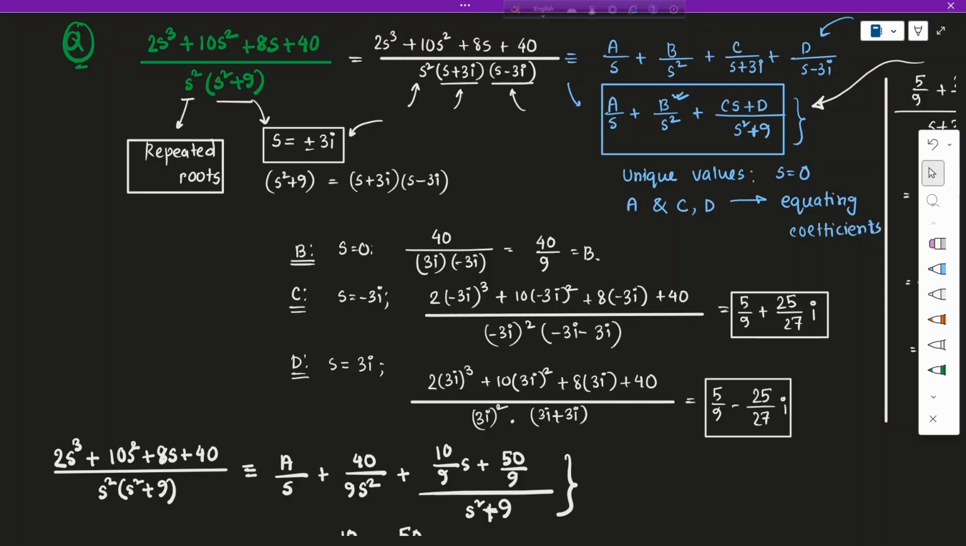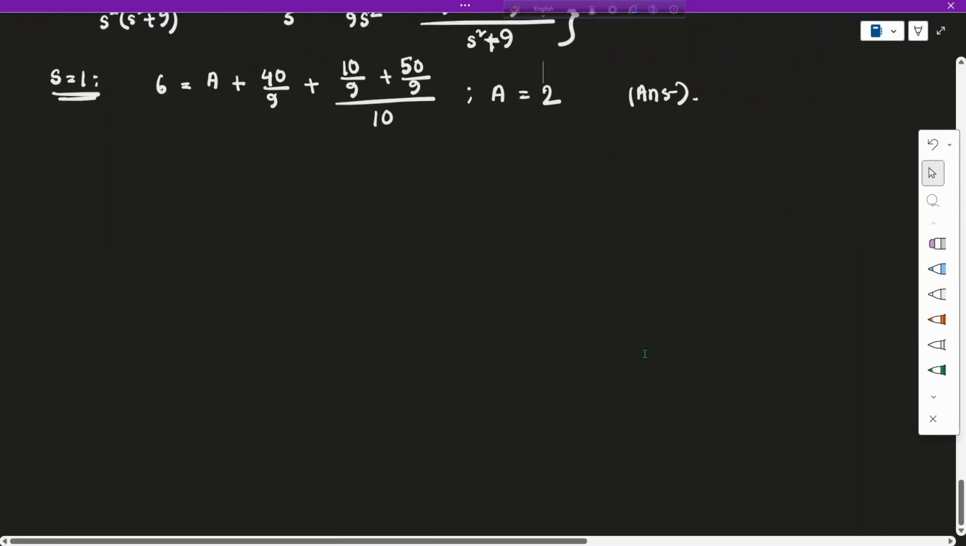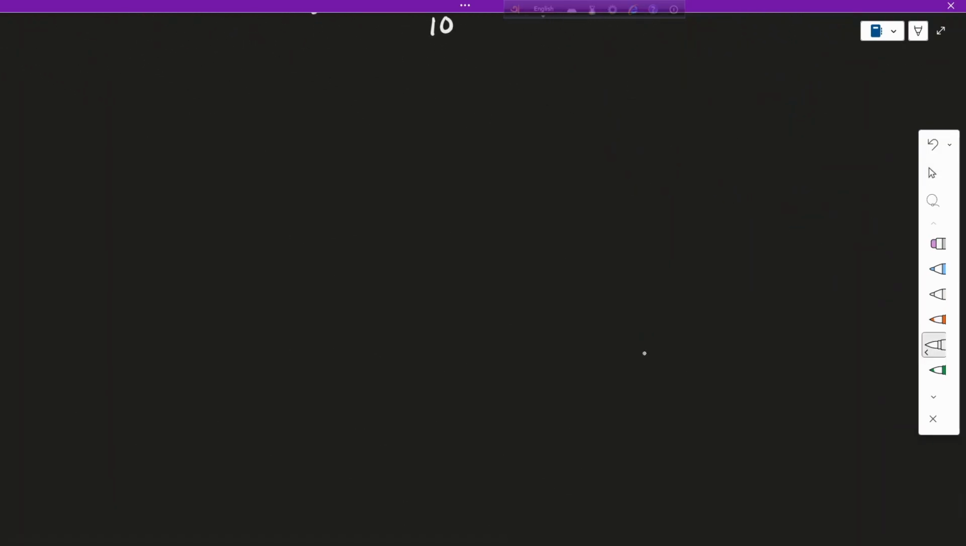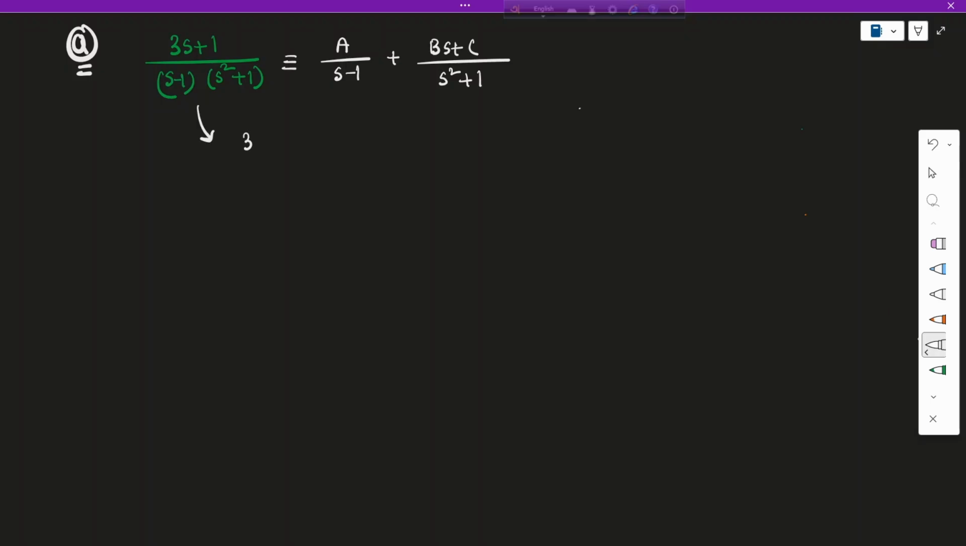Okay, let's do another one and then we'll call it a day. So let's say we have another question like this. All right, so let's say we have an expression like this. In the traditional way, we would have written that as a divided by s minus 1 plus bs plus c divided by s squared plus 1. But in our method, we're going to use the complex number.